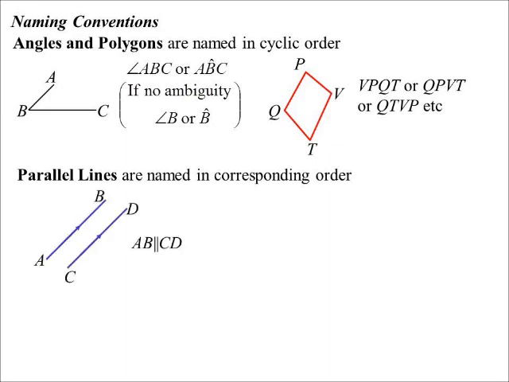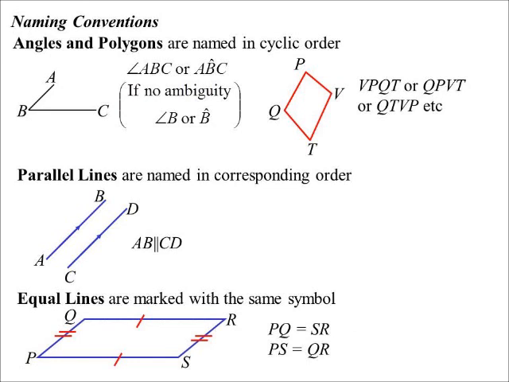Anyway. Parallel lines. When you name them, name them in corresponding order. So if I've got this situation, I would say AB is parallel to CD. Or I might say BA is parallel to DC. But I would not say AB is parallel to DC. So get them in the same direction that they're flowing. So keep them in the same order. Equal lines, as we know, we mark that with the same symbol, most commonly just a dash, or if we've got a quadrilateral, one side opposites might be equal, so one dash and two dashes on the other one. So that's telling me that PQ is equal to SR and PS is equal to QR.